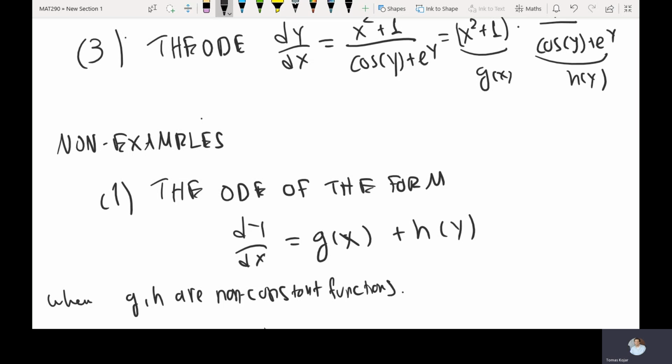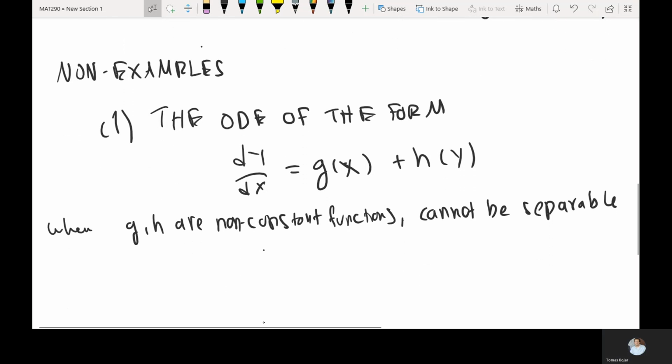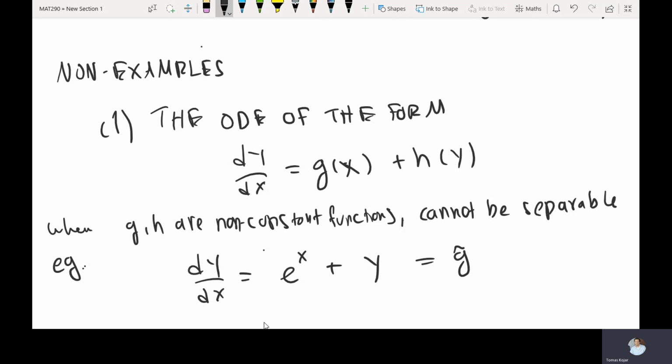From here, what's an example? So yeah. So for example, an equation of this kind cannot be separable. For example, dy/dx equal e to the x plus y. You cannot write this as a product.